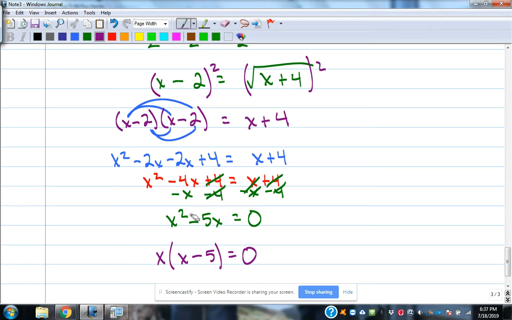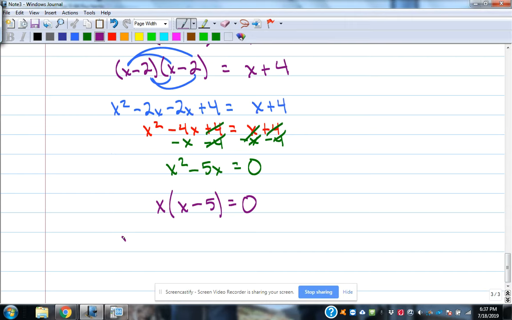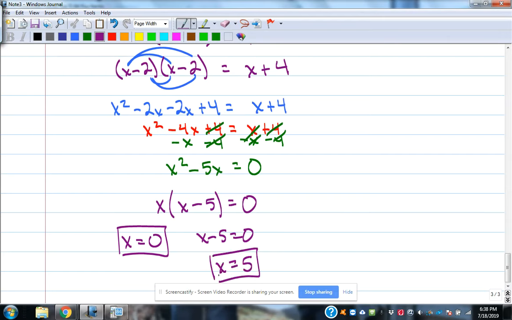I could also do quadratic formula with a being 1, b is -5, and c is 0. Since there's not a plain number there, you could do quadratic formula. You're going to get the same 2 answers. But the GCF factoring there is too easy to not do it that way. So we set up x equals 0. So there's an answer. X minus 5 equals 0. There's another answer. So x is 5 or 0.